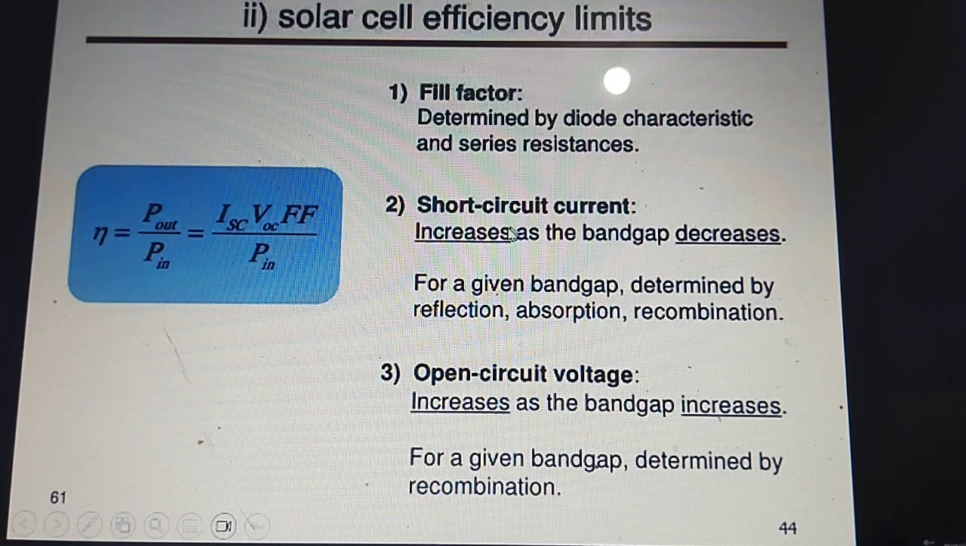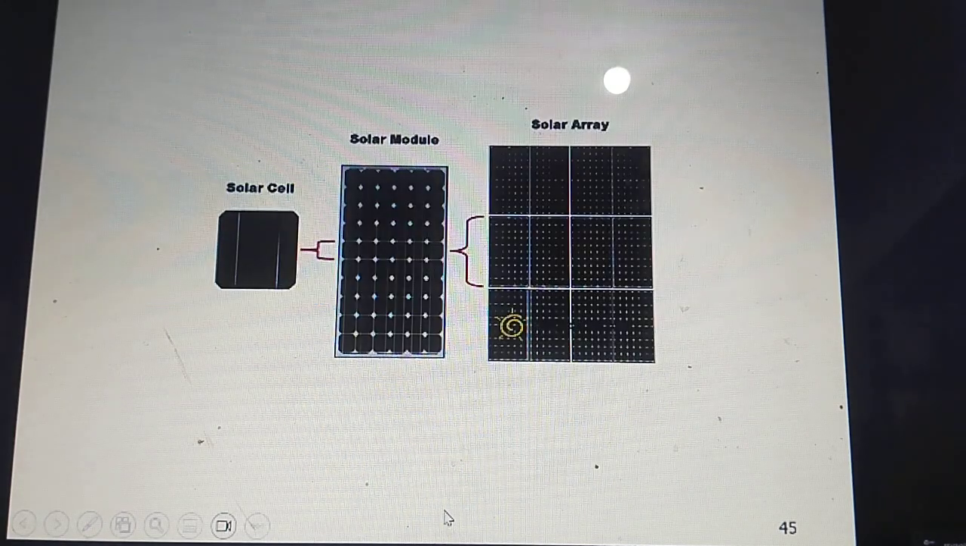Short circuit current increases as the band gap decreases. If you choose low band gap materials, you can have higher short circuit current. And for a given band gap, short circuit current depends upon reflection, absorption, and recombination. Open circuit voltage increases as the band gap increases, and for a given band gap is determined by the recombination. If you join solar cells in series and parallel, you make a module. If you take modules and make a series parallel combination, you get the solar array.